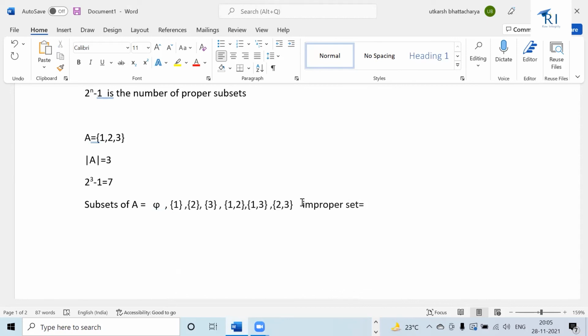The set itself, yes, perfectly said. The set itself is the improper set.